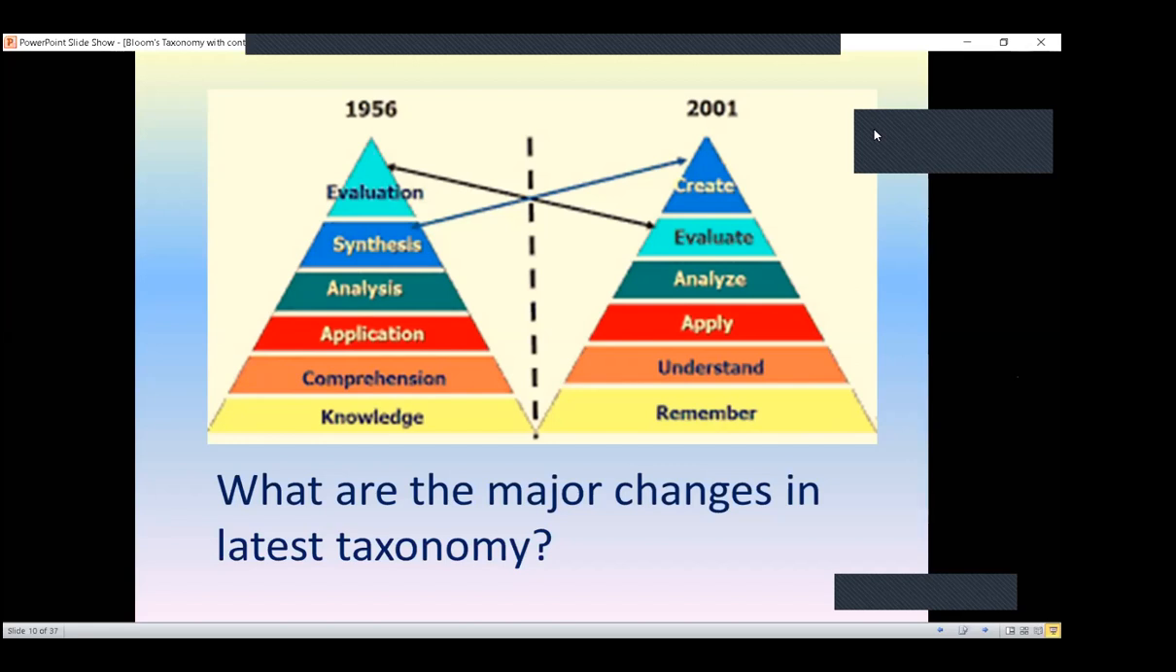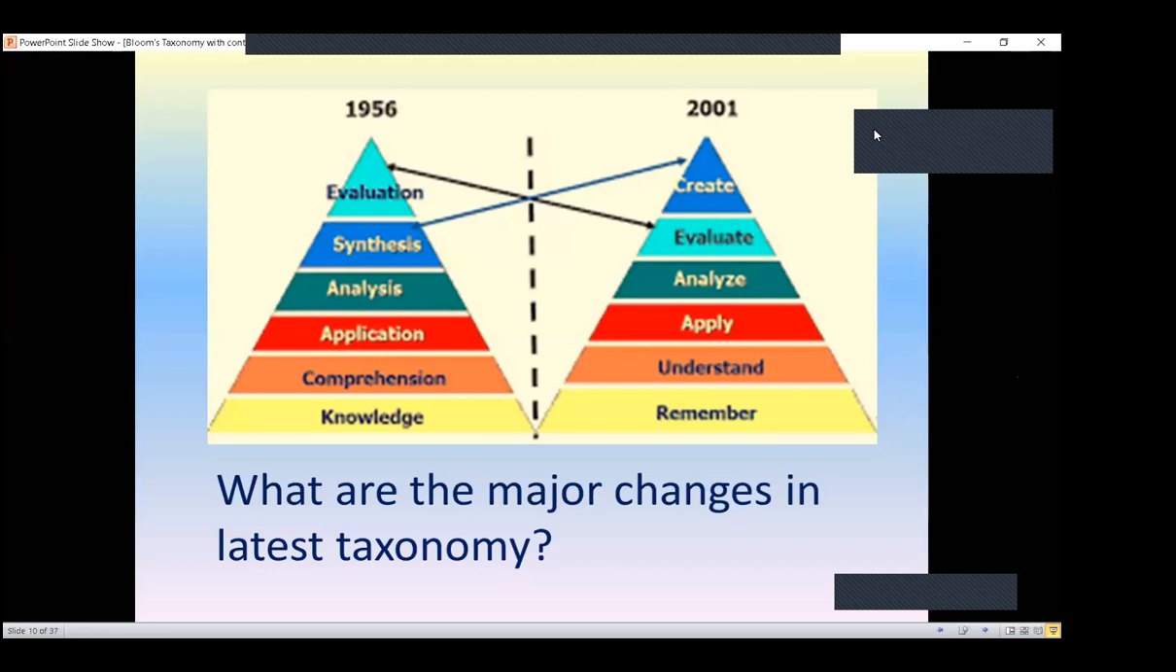would be just because the application would be more clear if it is in terms of verbs. As in 1956, it was in nouns. These were nouns, and they have been transformed into verbs now. Absolutely, ma'am. So these were nouns. In 1956, if you can see, knowledge, comprehension, application, these are nouns. And in 2001, we changed into verbs.